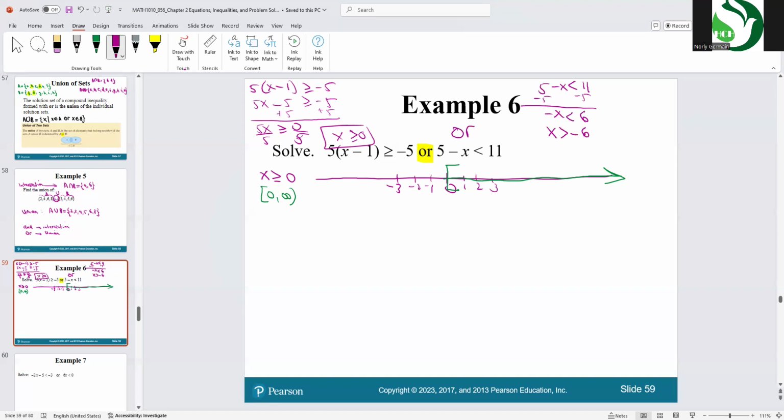So how to graph it? We have x greater than -6. I'm going to graph like this again, and I put 0 in the middle, -1, -2, -3, -4, -5, -6, and 1, 2, 3, 4, etc. Now, what we need to see in the second inequality is that x is greater than -6. I check where -6 is right there. So I'm going to put parentheses because it's strictly greater than, and we go to the right.